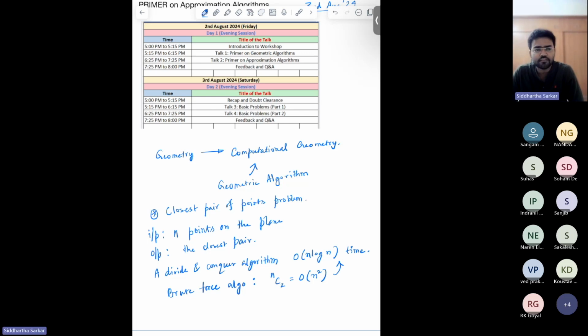Oh, by the way, I have also shared with you an email where there is a nice article on this problem and the divide and conquer algorithm for this problem. So I will encourage you to read this article. It has a very nice illustration along with the code. So if any of you did not receive that email, please let me know.